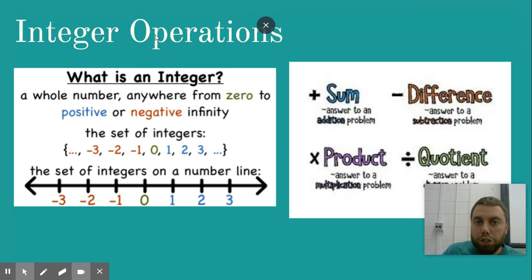And operations is a word that represents things we can do to numbers. We have a couple of examples here. Sum, that's when you add two numbers. Difference, when you subtract two numbers. Product, when you multiply two numbers. And quotient, when you divide two numbers. Okay?